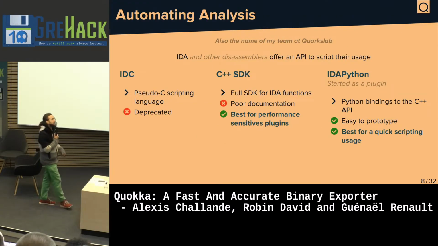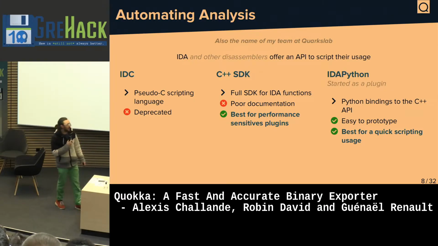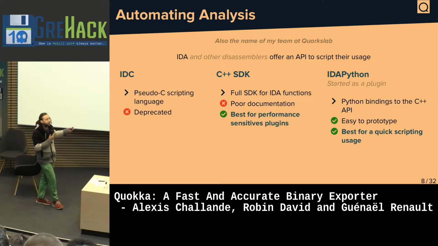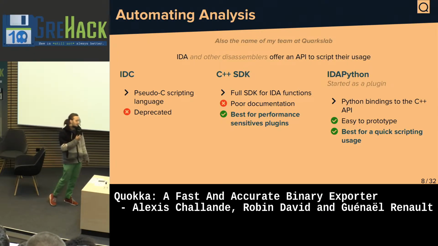If you want to automate your analysis, and I'm going back to where I started this talk, you have to use some kind of scripting within your tool. For IDA, there are three different options. The first one is IDC, which has been deprecated, was kind of a C-like language, and was hard to use. Then you have the C++ SDK, where most of the functions of the tool are exposed but the documentation is poor, while it's still rather fast if you want to develop a plugin. You can get plugins with rather large performance, but it's a bit of a struggle.